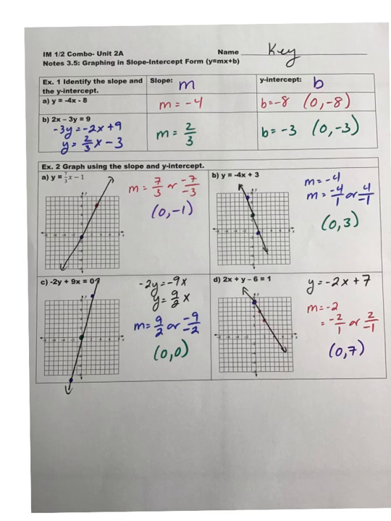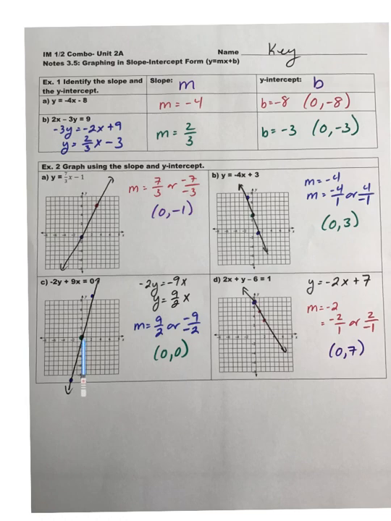All right, so C. This one is not in slope-intercept form, so the first thing I need to do is put it into slope-intercept form. So I'm going to subtract the 9x, and then I'm going to divide by negative 2. So I get y equals 9/2 x. So our slope is 9/2, or negative 9 over negative 2. There is no b value, which means the y-intercept is at (0, 0), the origin.